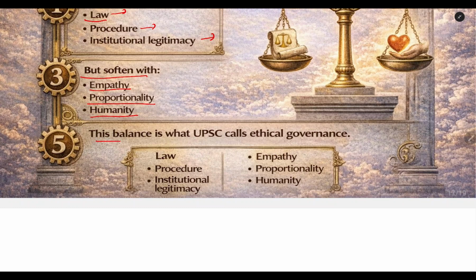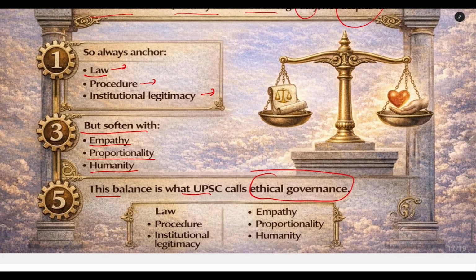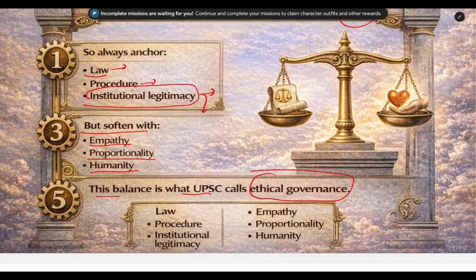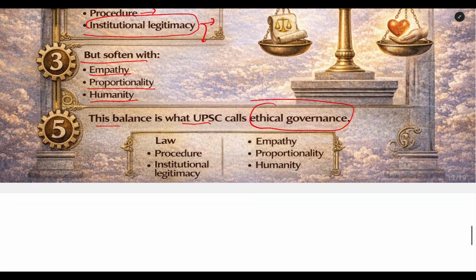This balance is what you call ethical governance. So what do you mean by ethical governance? Ethical governance has to abide by the laws, procedure, and institutional legitimacy, but be softened with empathy, proportionality, and humanity. That is what ethical governance means. I hope you are getting my point. So if you want to apply this step-by-step process, let us see step 1.